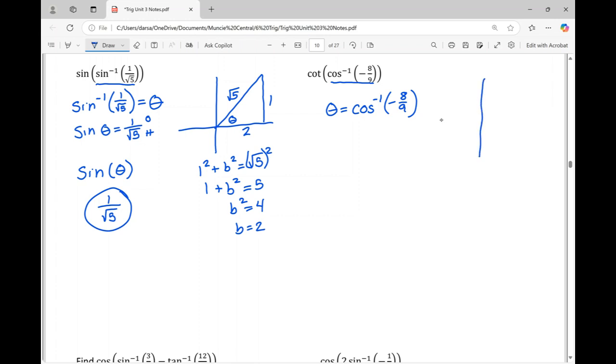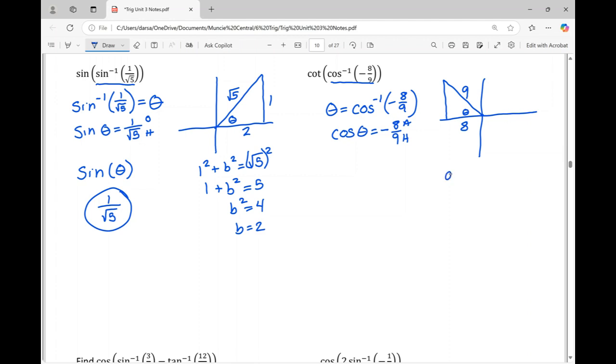Now we need to figure out what quadrant we're in. Since this is a cosine inverse, this answer that comes out, theta, has to either land in quadrant 1 or quadrant 2. And since the number that we plugged into cosine inverse is negative, we're going to land in quadrant 2. So our angle theta has a reference triangle in quadrant 2. And we know, since this is a cosine inverse of negative 8/9, the cosine of this angle will be negative 8/9. So adjacent over hypotenuse is cosine. So we can label our adjacent and our hypotenuse side.